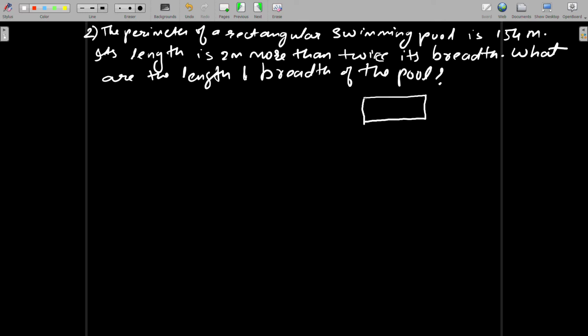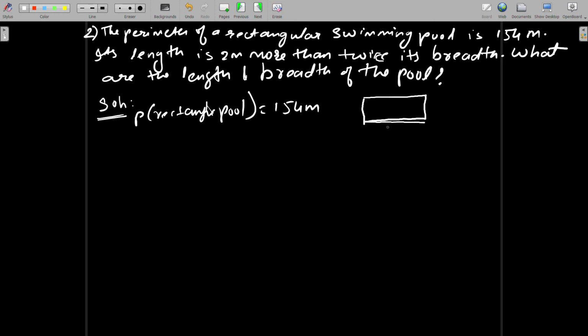Now what it is saying, the perimeter of the swimming pool is 154 meter. What is meant by perimeter? Perimeter is nothing but the sum of all sides. So perimeter of a rectangle is equal to what? Let us go with the solution itself so that it becomes easy to understand. Perimeter of the pool is equal to 154 meter. So the sum of all sides is 154 meter. Its length is 2 meter more than twice its breadth.